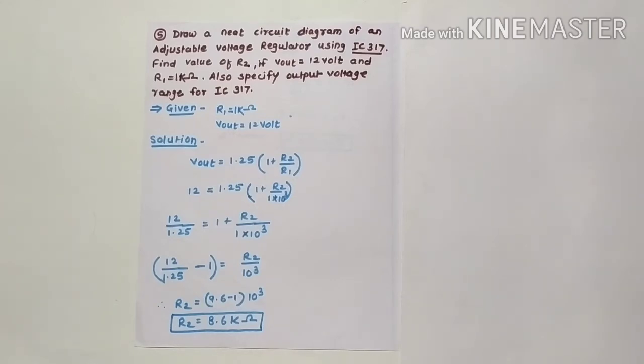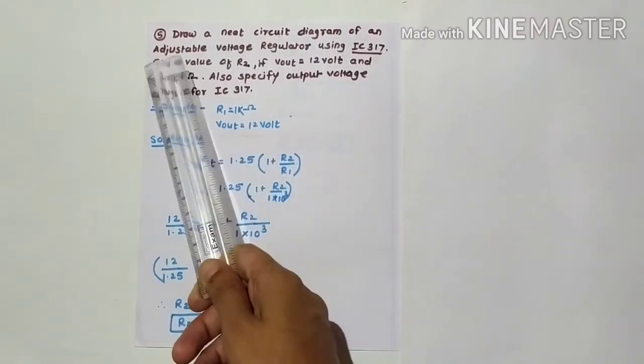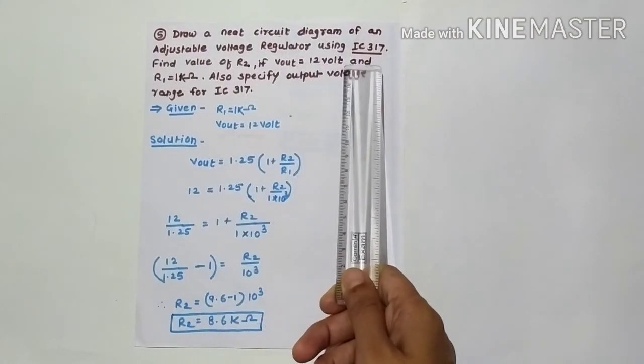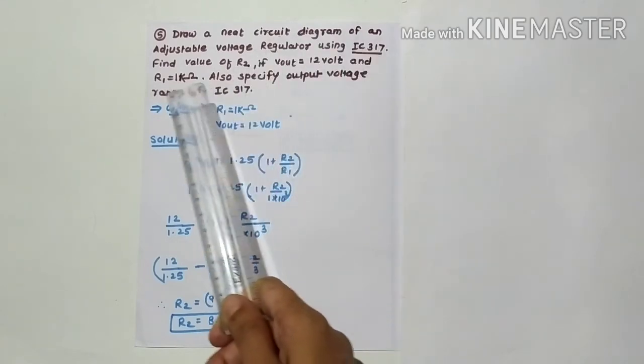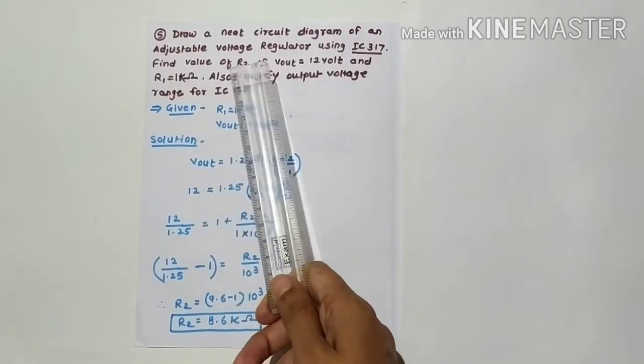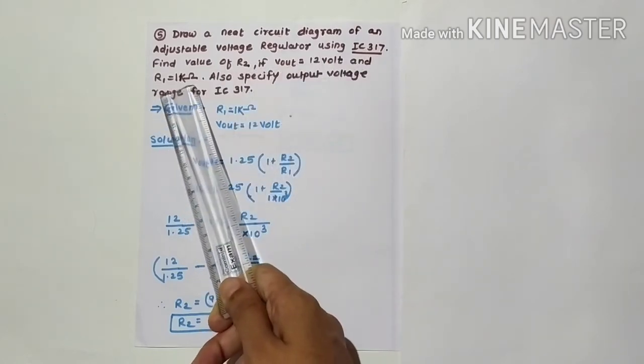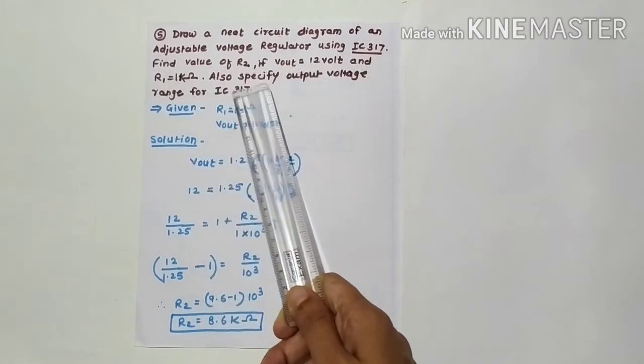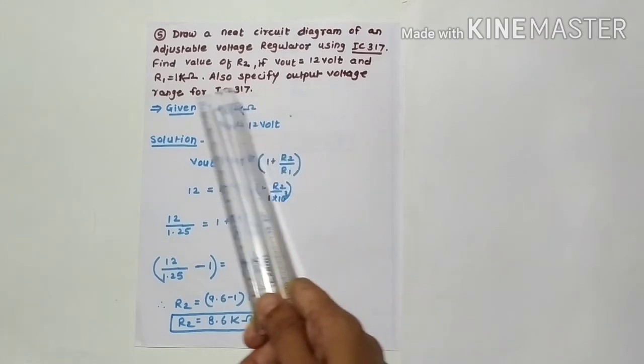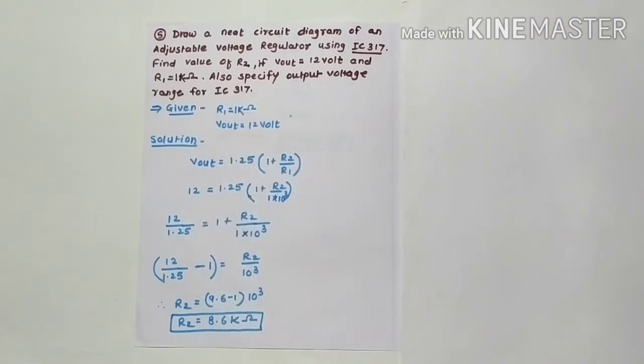In this problem, you have to draw the diagram by finding the value of R2. Okay, students? Let us see. Draw a neat circuit diagram of an adjustable voltage regulator using IC 317. Find the value of R2 if Vout is equal to 12 volt and R1 is equal to 1 kilo ohm. Also, specify the output voltage range for IC 317.